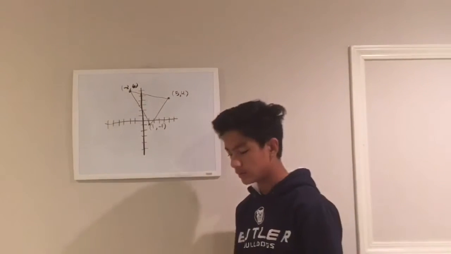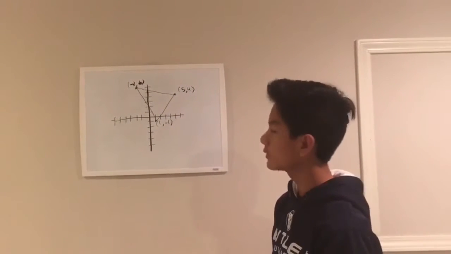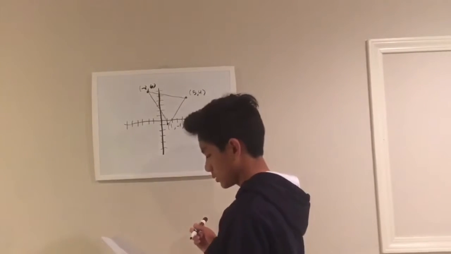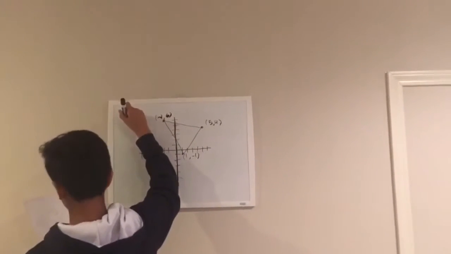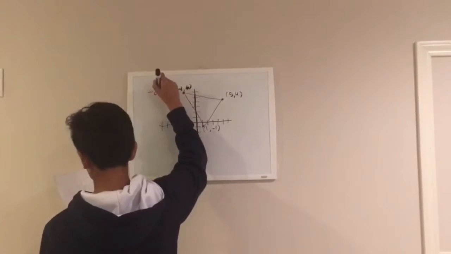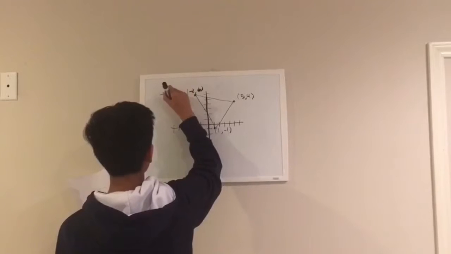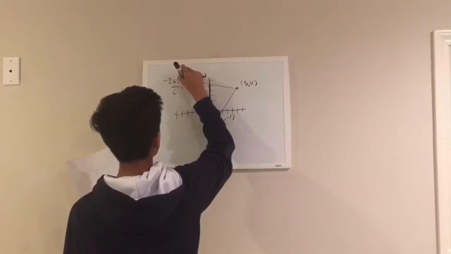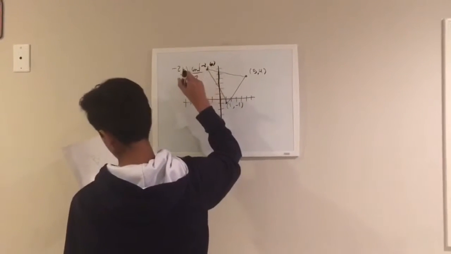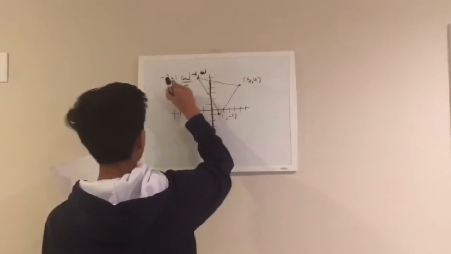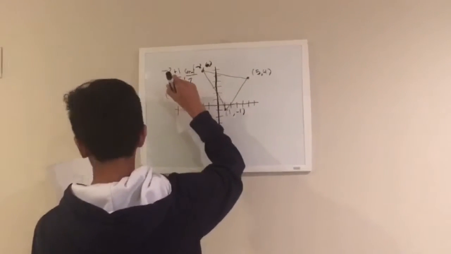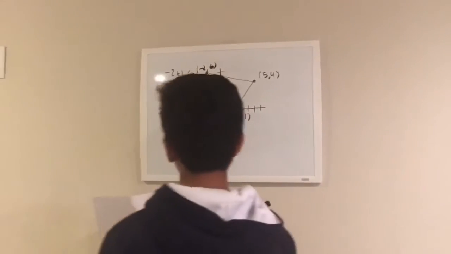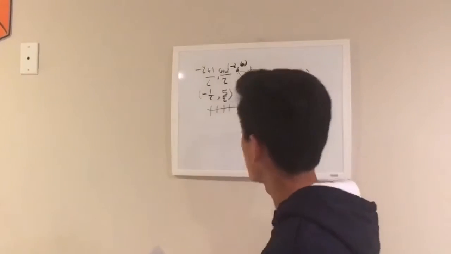Okay, so I'm going to be finding the circumcenter, and so the first thing you have to do is find the midpoint of each segment in the triangle. So to find the midpoint, you put -2 plus 1, over 2, and that is -1/2. And 5 over 2. And so once you find the midpoint, you want to find the slope.